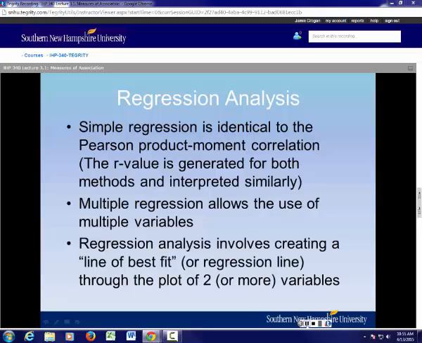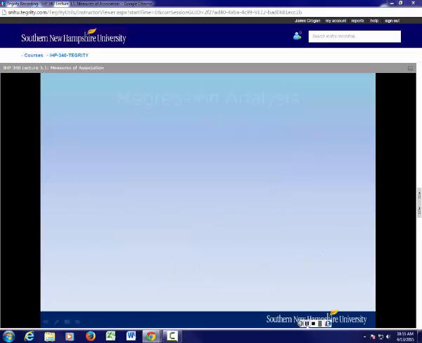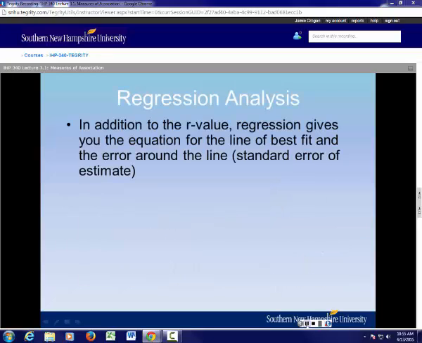So when you run a regression analysis using your statistical software, the computer creates a line of best fit, and that's the diagonal line that we looked at in that graph of age versus leg press strength. When you do a regression analysis, in addition to the R, you also get this line of best fit, and you get the amount of error around the line. It's called the standard error of estimate.